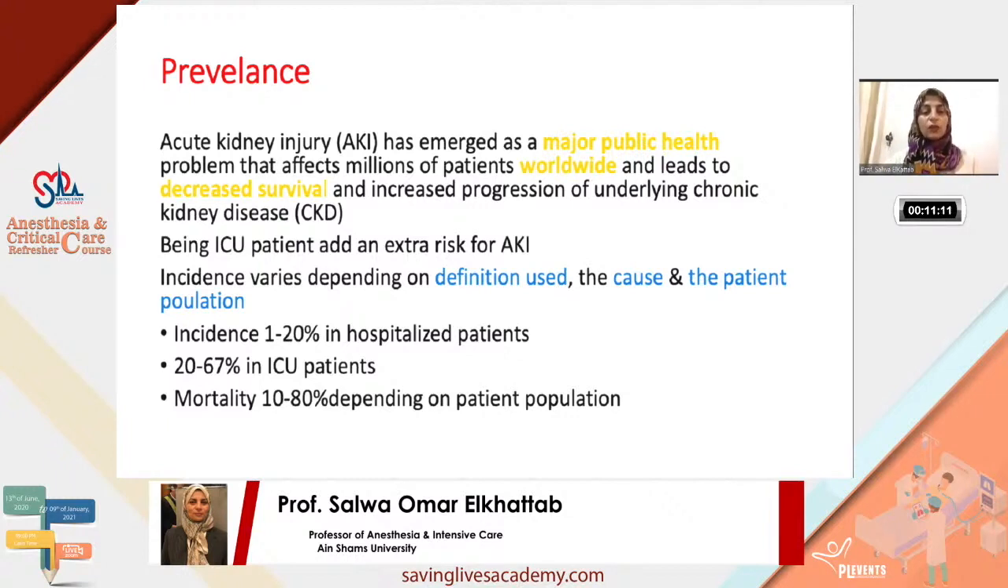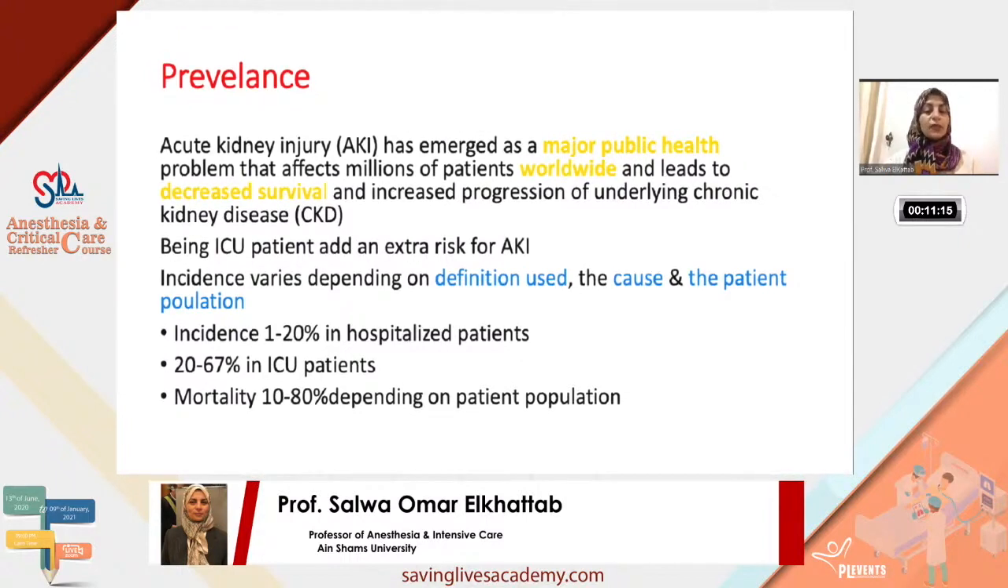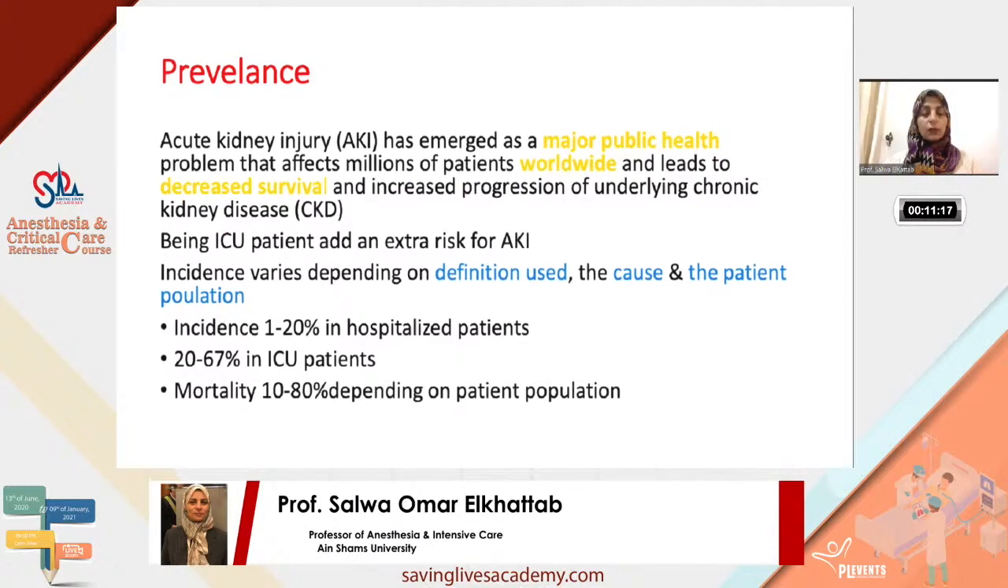We can find it is from 1% to 20% in all hospitalized patients. 20% suffered AKI. This increased to be up to 67% when the patients were studied in critical care areas, and mortality ranges from 10 to 80% depending on the patient population.